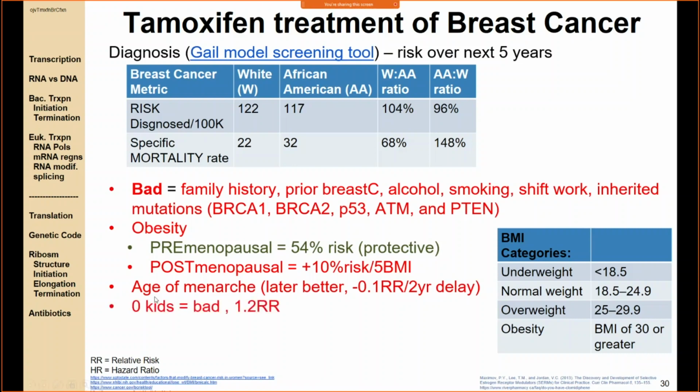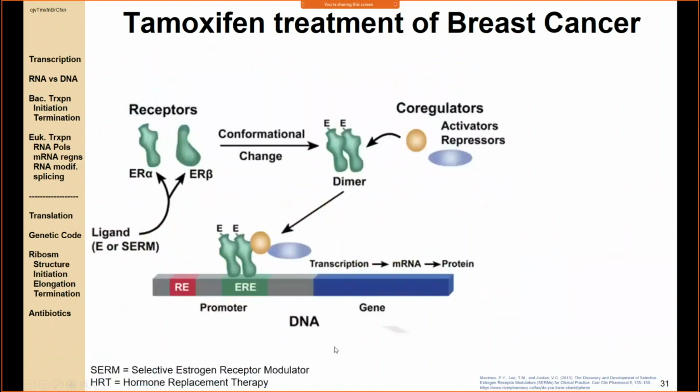0 kids is bad. So it's a 1.1 relative risk, which means that there's a 20% increased risk of getting breast cancer if you have 0 kids versus 1 kid. And that's likely hormonal due to the pregnancy. What's good? Breastfeeding and exercise, right? Exercise is pretty much always good for everything.